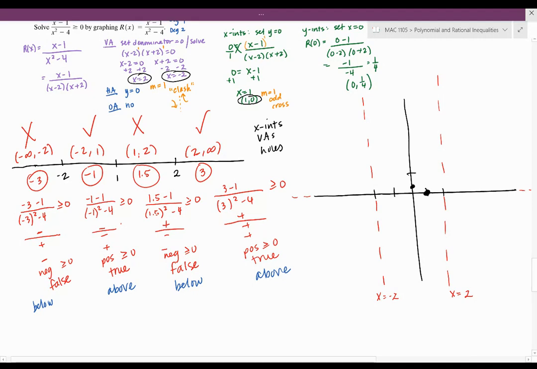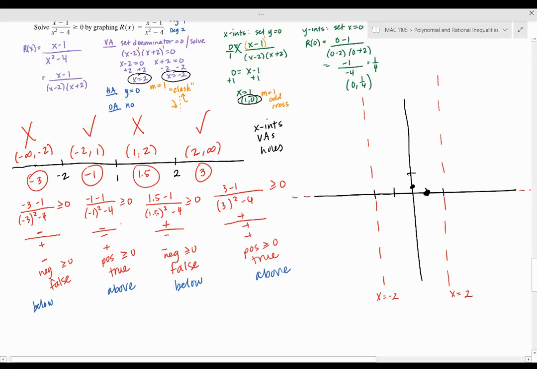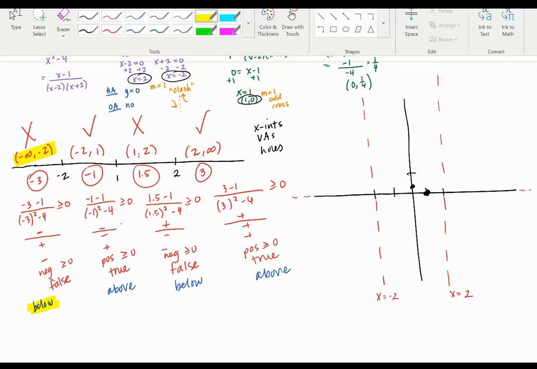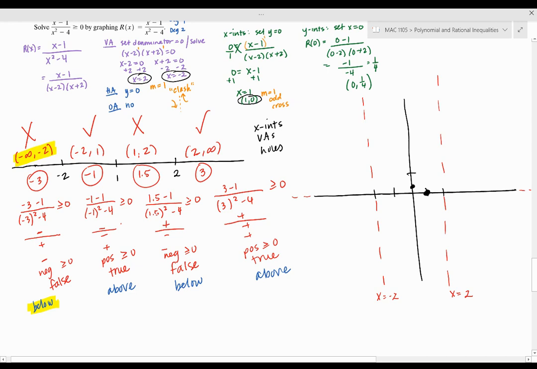So we said in the interval, so let me highlight this, from -∞ to -2, we should be below the x-axis. So when I go to draw my function, I should be below the x-axis, and I'm going to fall in between my asymptotes. So I'm below the x-axis.